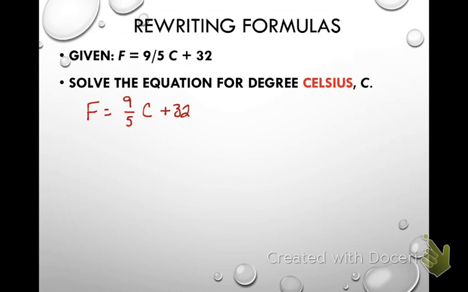Yesterday we talked about if we have a fraction, what do we want to do? Get rid of it. So what do we need to multiply everything by for that to happen? Multiply everything by 5. So I'm going to hit the F with 5, the 9/5 with 5, and the 32 with 5. So I have 5F equals 9C plus 160.